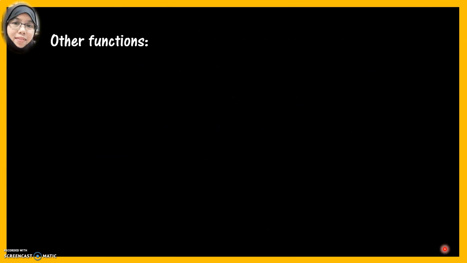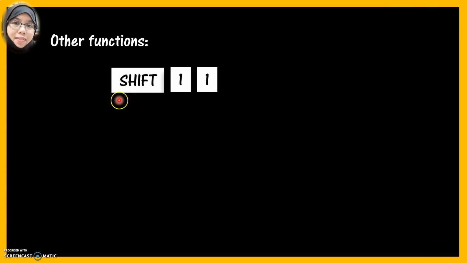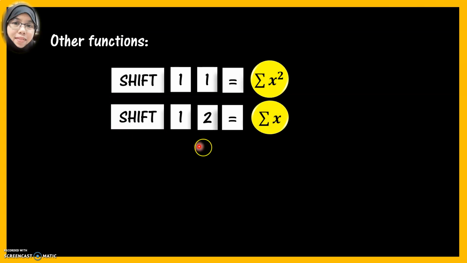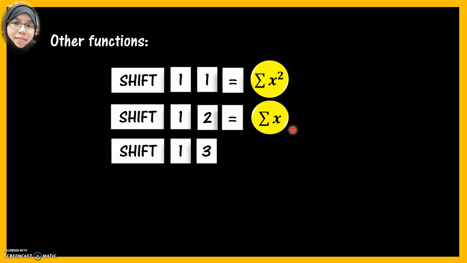Other functions available in this model are as follows. If you press shift 1 1 equal to, you get sum of x squared. Shift 1 2 equal to, you get sum of x. And shift 1 3 equal to, you will get the sample size n.